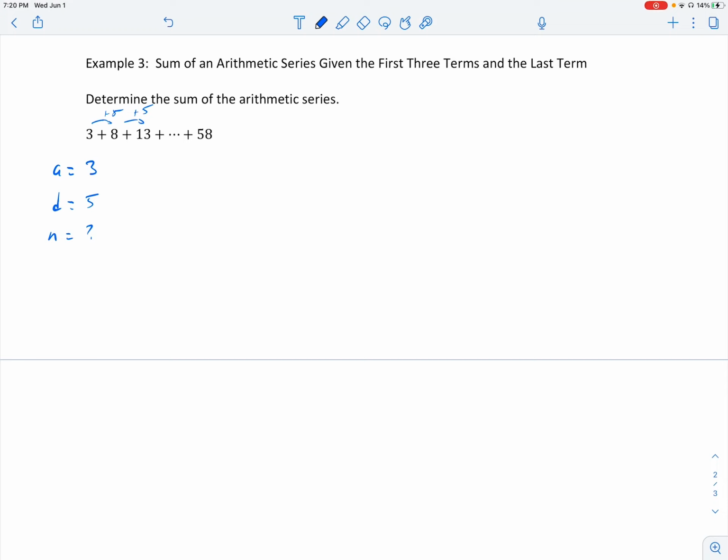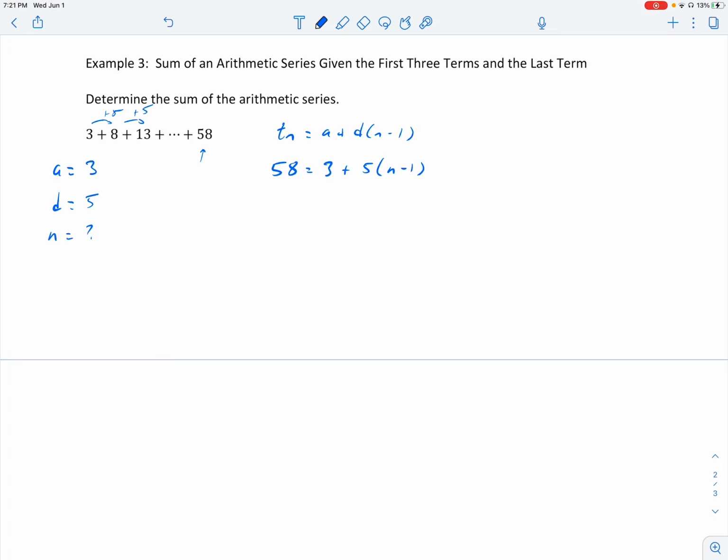I know A and I know D, and I know the last term is 58. So I could just use our explicit formula for an arithmetic sequence. What I mean by that is this formula here. I know the last term, so I could plug that in here, and then I can solve for the term number. Let's go ahead and do that. We'll plug in 58 and find out its position. D is 5.